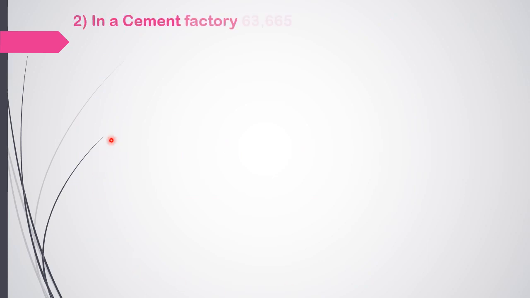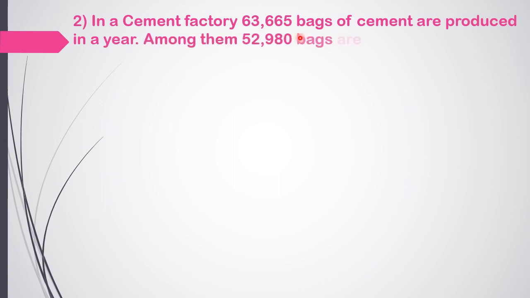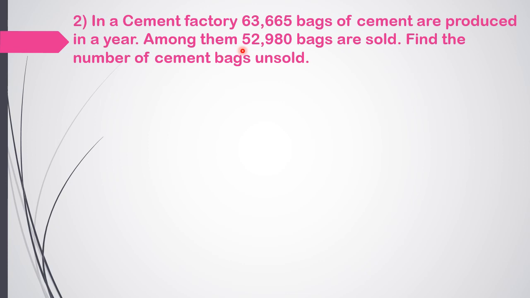Second sum. In a cement factory, 63,665 bags of cement are produced in a year. Among them, 52,980 bags are sold. Find the number of cement bags unsold. So in a cement factory, 63,665 bags of cement are produced in a year.